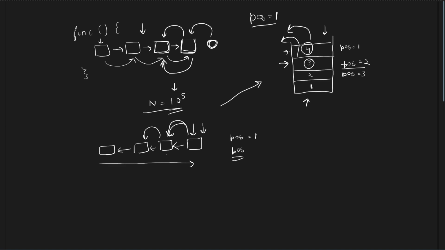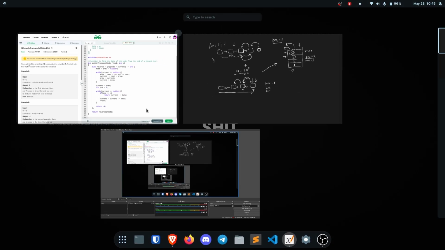But here what is happening is, since there is no stack like this, you will have to reverse the linked list so that for each node you know what is the previous node. So these are the two methods you can solve this problem with. Now let us have a look at the code.